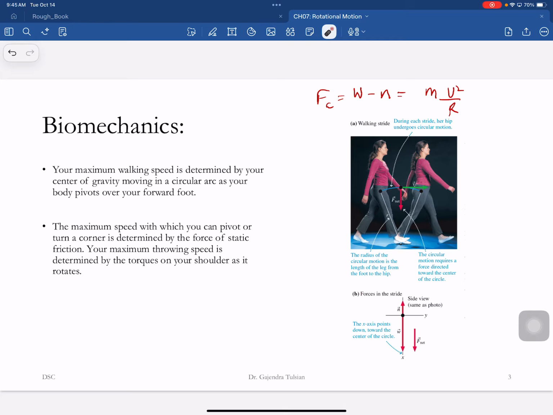All right, let me write this down. What's your weight? Your weight is your mass times gravity. That doesn't change. There is the normal force. That's equal to your mass times your normal.